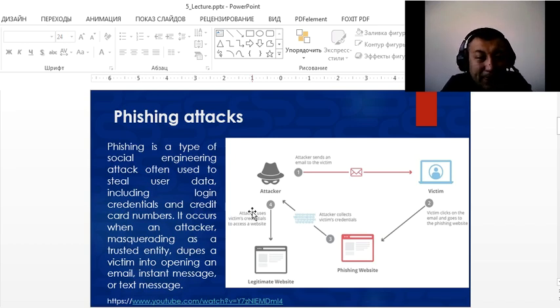Phishing attacks. Phishing is a type of social engineering attack often used to steal user data, including login credentials and credit card numbers. It occurs when an attacker masquerades as a trusted entity and tricks the victim into opening an email, instant message, or text message.